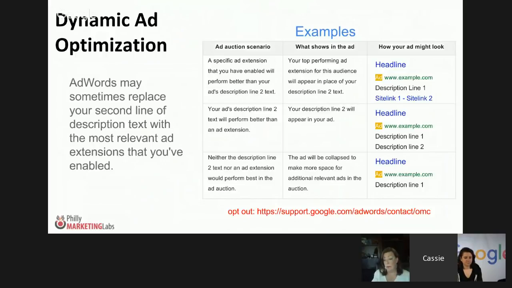Or you can opt out of it altogether. So there's a form link basically on the bottom of the screen there where you can opt out of this feature if you wanted to. But if you don't, you really want to take into consideration, if you had a complete message between lines 1 and 2, and Google was to remove line 2, you could have some really wacky looking ad copy. So something to take into consideration.